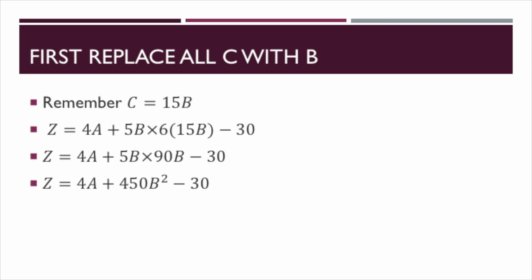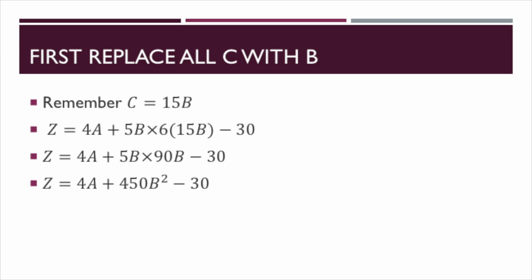So we're going to do this in a series of steps. So we know we've got C and B, and we want to get them all into A. So we're going to start with C. And we will remember that C equals 15B. So we say Z equals 4A plus 5B times 6 times 15B, because remember it was 6C, which is now 15B, minus 30. Now we do the multiplication.